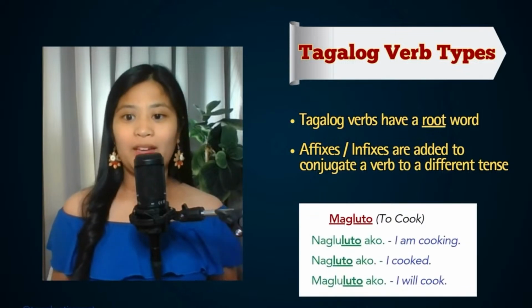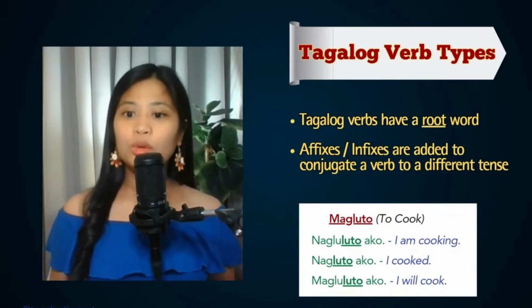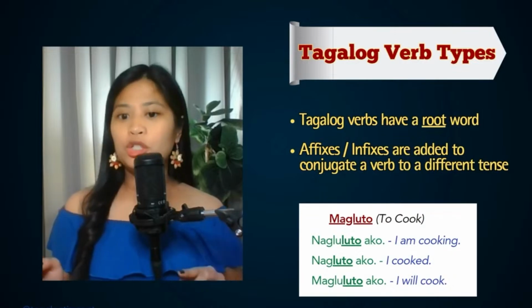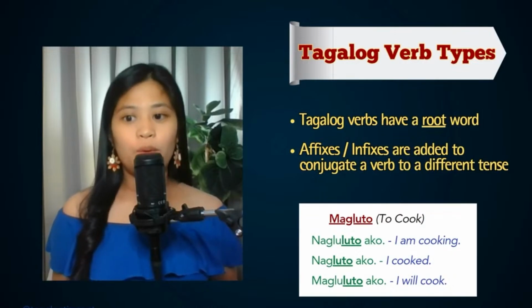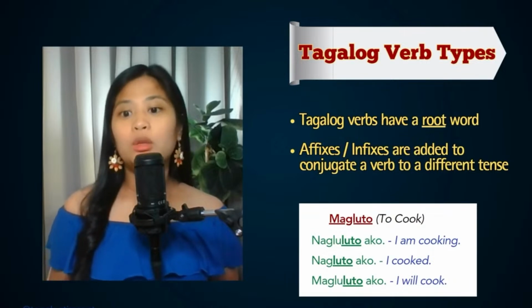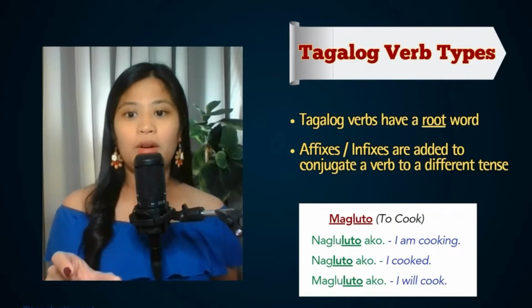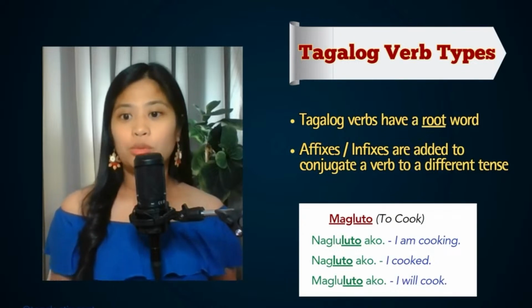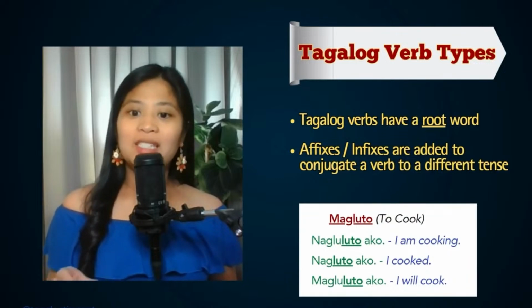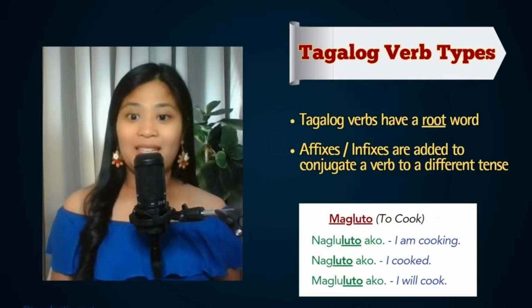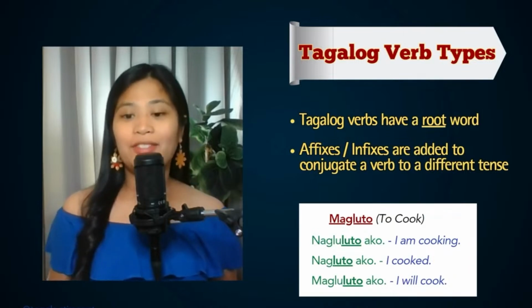I am cooking. In the past tense, nagluto ako. I cooked. In the future tense, magluluto ako. I will cook. And I've underlined and bolded the root here. So luto, that's the root word of to cook. And then an affix is usually added to indicate the different tense. So you can see the different affixes there.